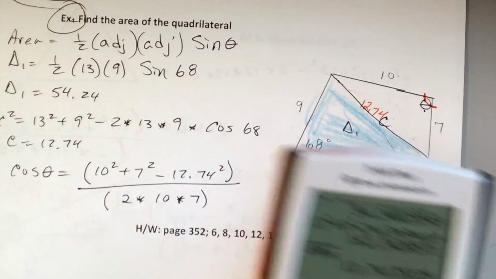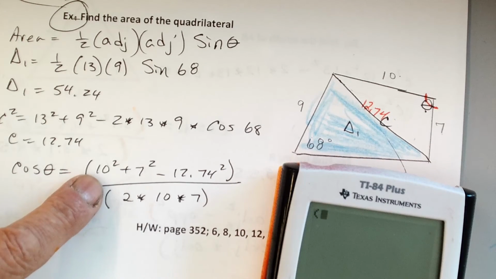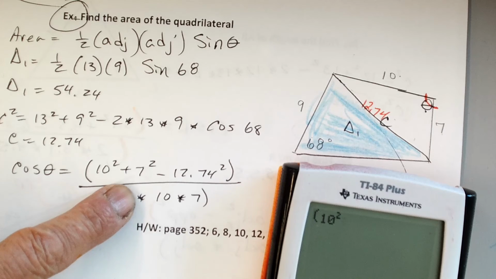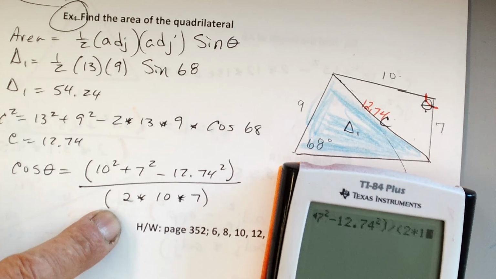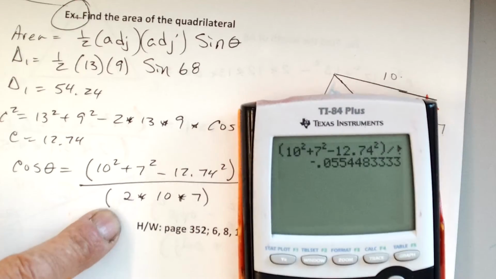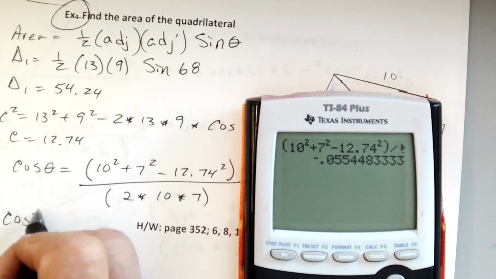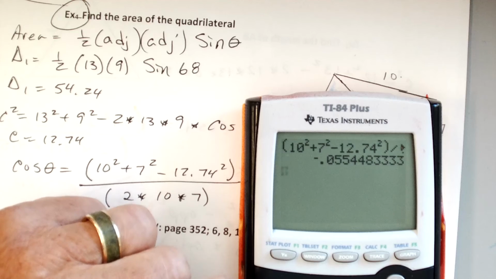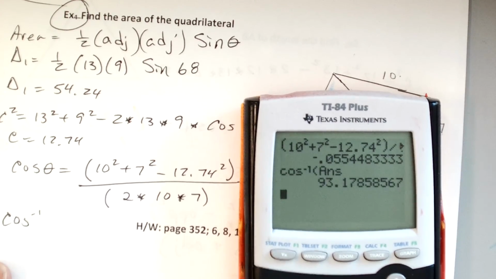I better get a decimal because I'm going to cosine inverse it. Parentheses 10 squared plus 7 squared minus 12.74 squared, divided by 2 times 10 times 7. And I get a decimal. Kind of hoping so. Cosine inverse that. Almost done. This is a big problem. I get about 93.2 degrees.